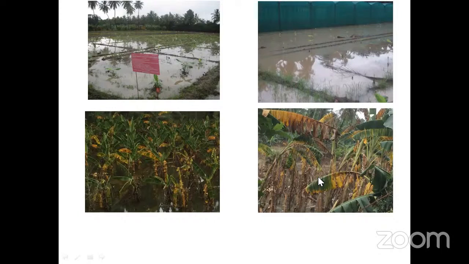The second one is the management of cyclone affected banana plants. When the banana crop is at 2 to 3 months old, if the plants are completely submerged, the plants will die. Then we cannot do anything because the plant will not revive. In those cases, fields should be allowed to dry and subsequently replanting, new planting, has to be taken up.